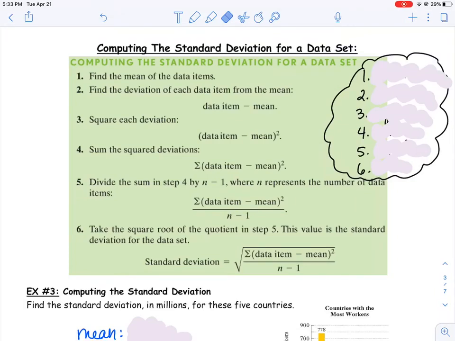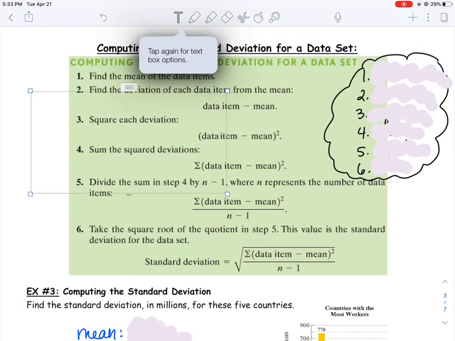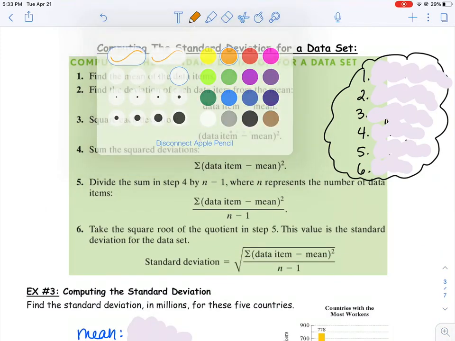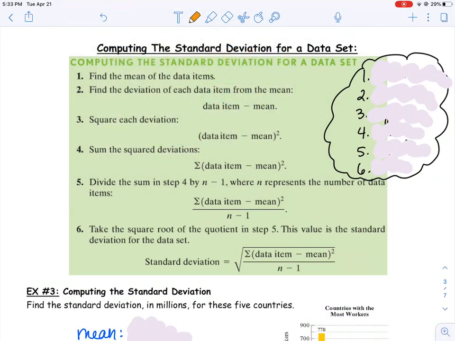Okay, here's our second video of section 12.3. In our last video, we talked about range, and then we talked really quickly about standard deviation. We didn't quite calculate standard deviation. What we did in the last video is we just figured out our deviation from the mean. What we're going to do now is compute the actual standard deviation of a data set.